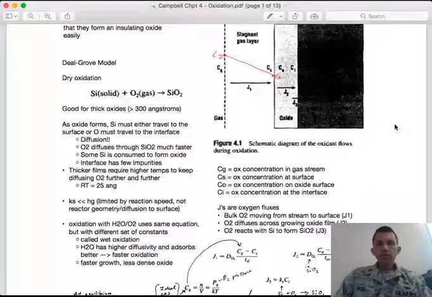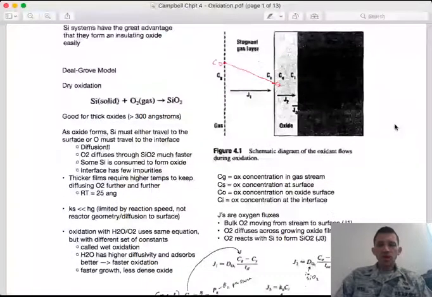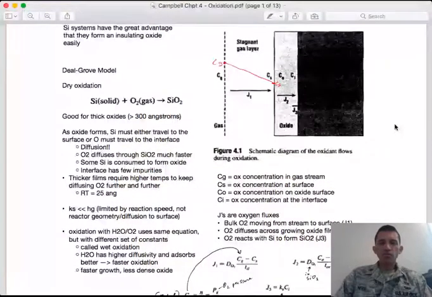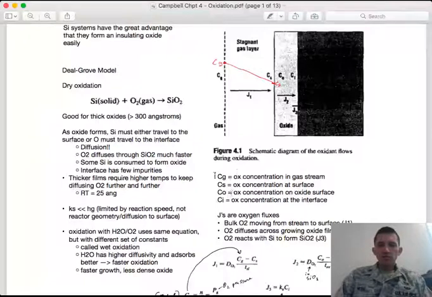Okay, so the next couple of pages we'll be talking about sort of how we get to our final functional form for the Deal-Grove model. And I've already talked about some of these fluxes in the model. It leaves us with several concentrations that we are interested in solving for.